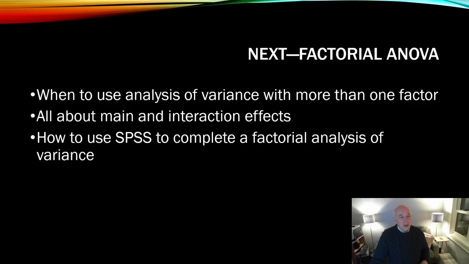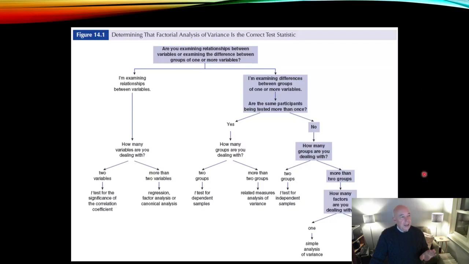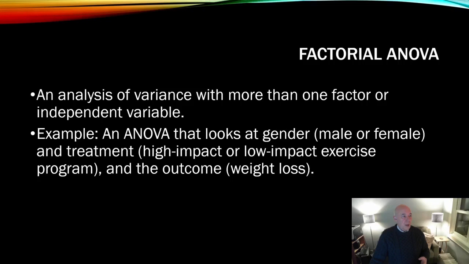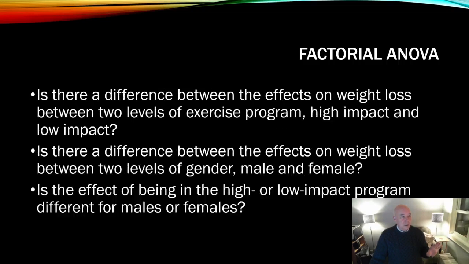All right. So next I want to talk about factorial ANOVAs, and I want to spend a little time with factorial ANOVAs. Again, factorial ANOVAs means that you not only have more than two things, but you're dealing with more than one factor. And so you might be looking at both sex and the effect of an exercise program. So those are two factors.